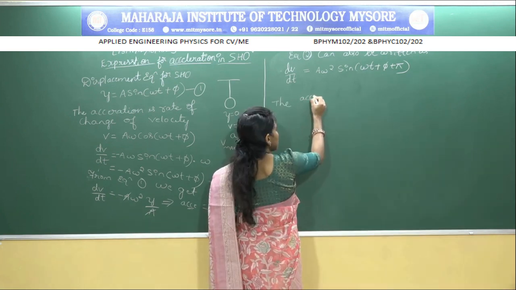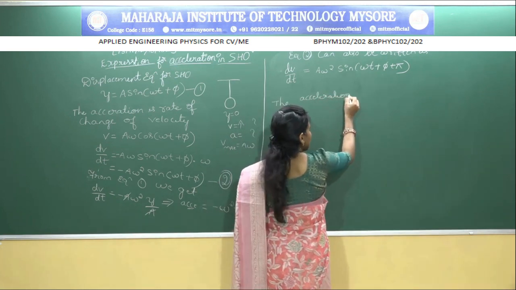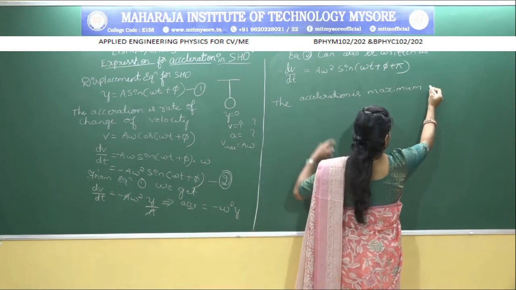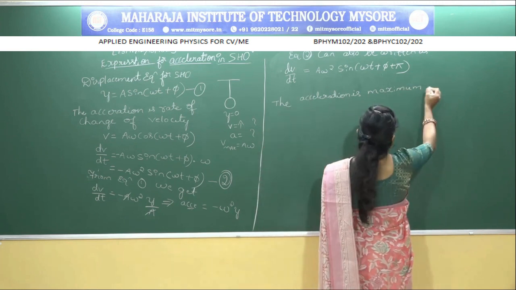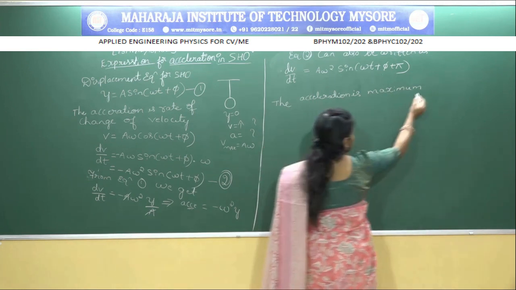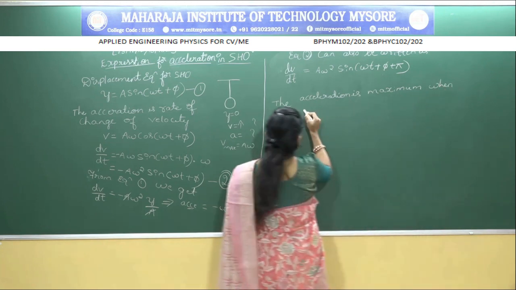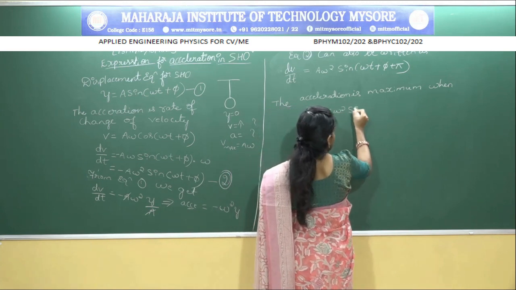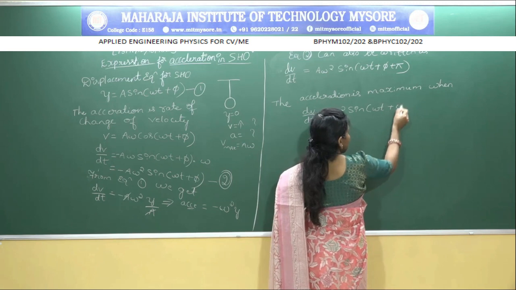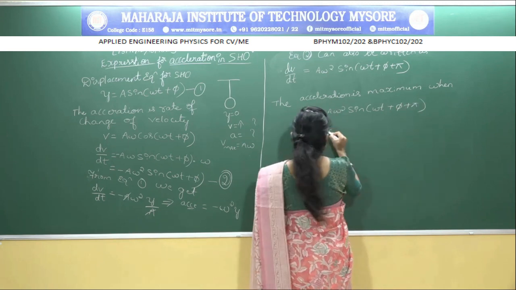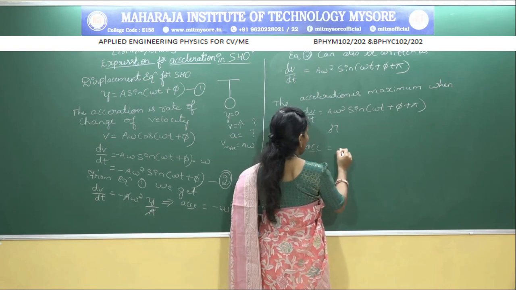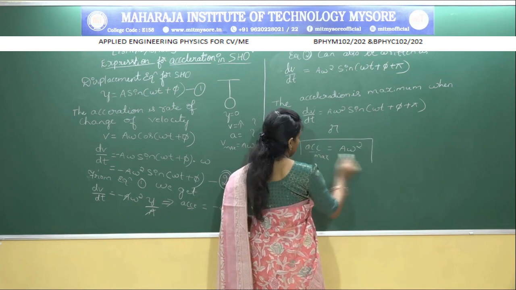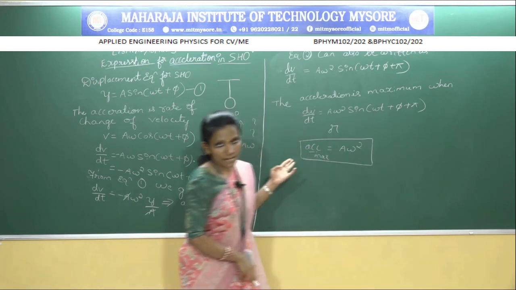The acceleration is maximum when dv by dt is equal to a omega square sine of omega t plus phi plus pi. This way we can also say acceleration is equal to what we got, a omega square. So this is the expression for acceleration.